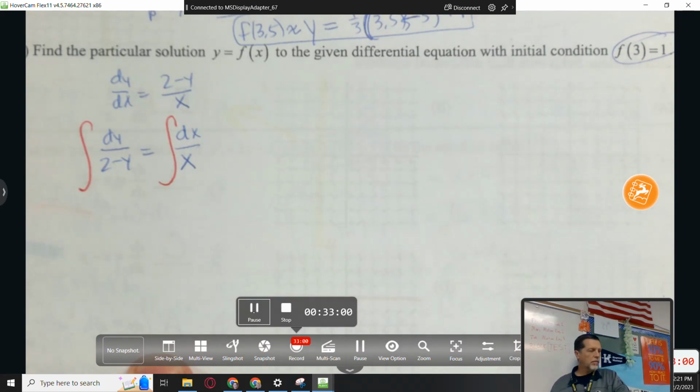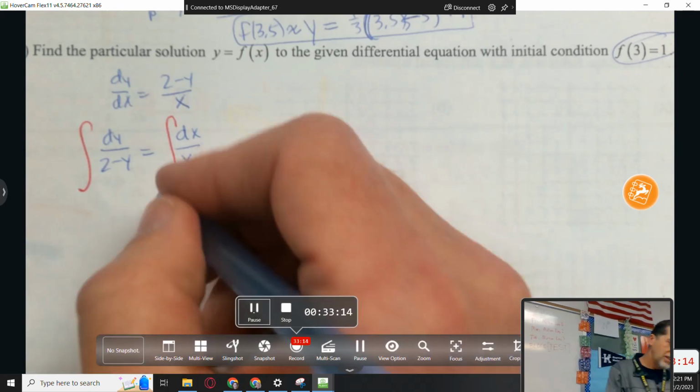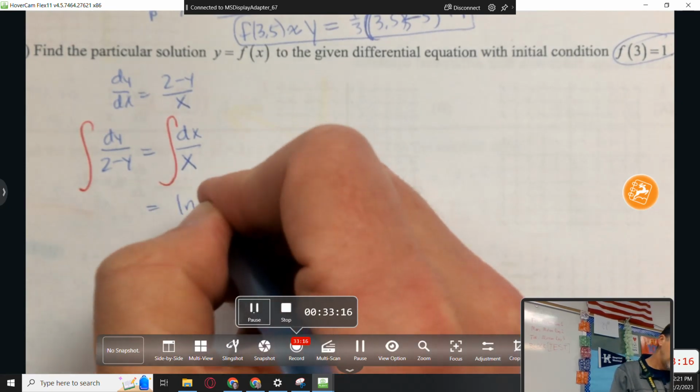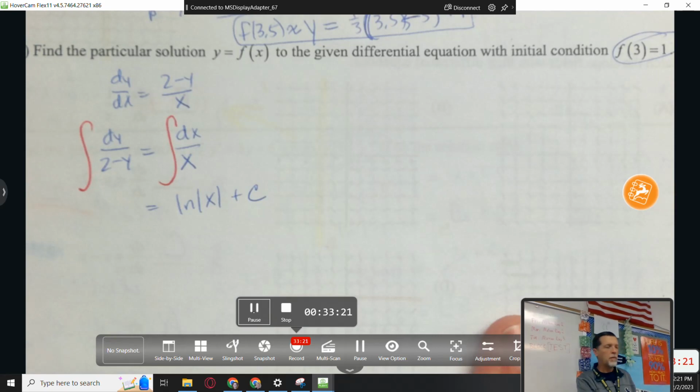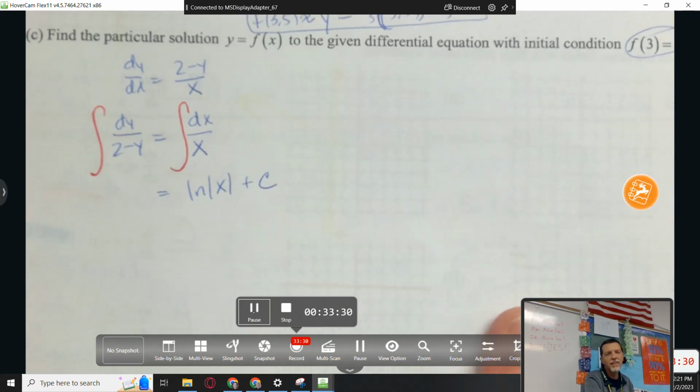Kind of wish we'd picked a better one, or an easier one. Right-hand side should be easy. What's the antiderivative of 1 over x? Natural log. And we usually put the plus c on the natural log side, or the x side, excuse me. What about the other side? Antiderivative of 1 over (2 minus y)?